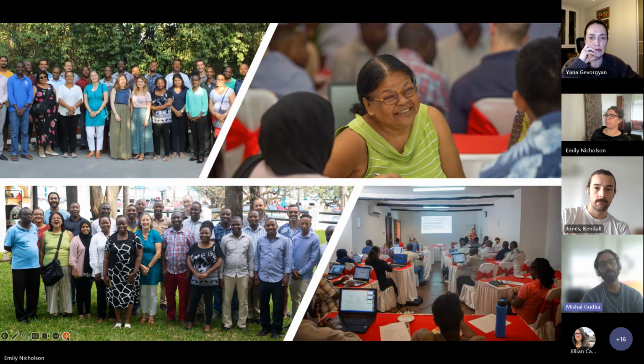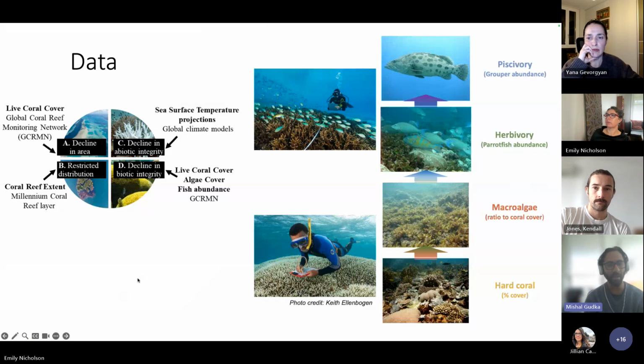The data that was used involved, so there's 4 different criteria that were assessed for this ecosystem. The data that was used was spatial data from global mapping processes, as well as projections on global temperatures into the future, and in situ ecological data that's been collected through monitoring programs established over the last 30 years from across the region. That was mainly for criterion D, looking at biotic change in coral reefs over the last 50 years.